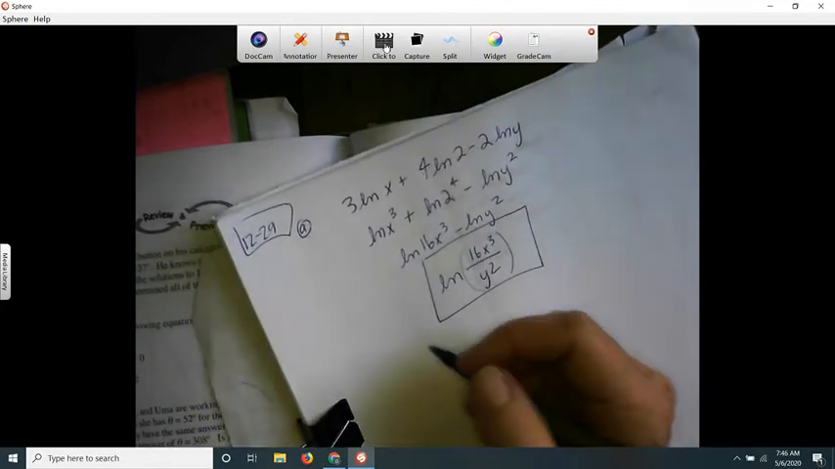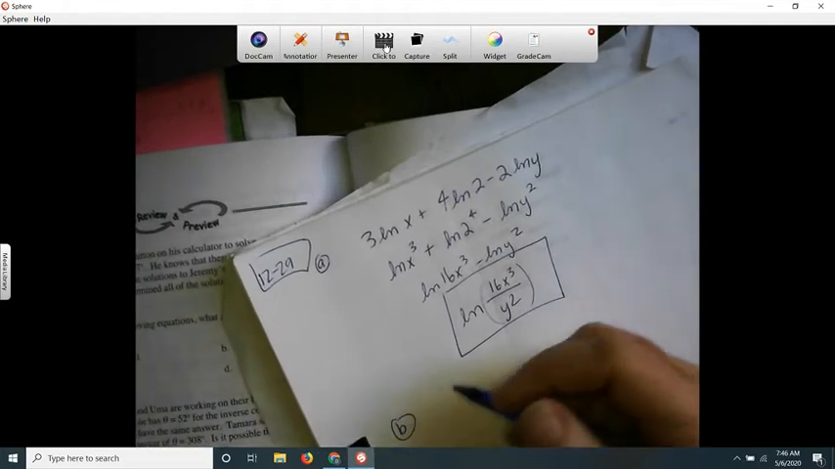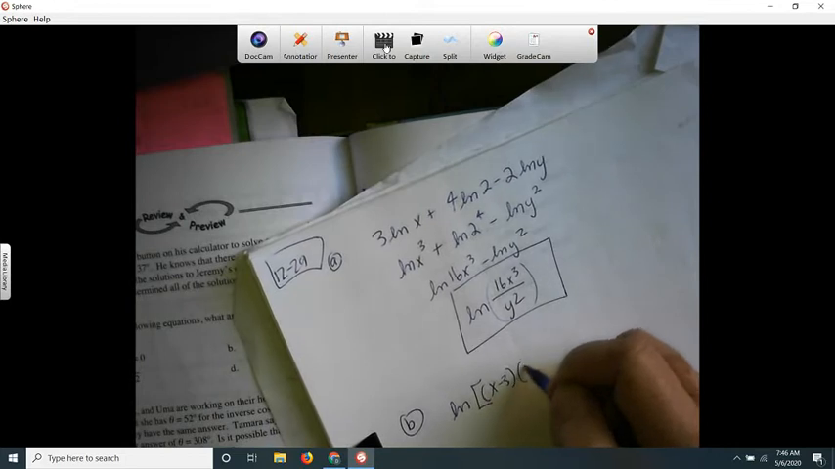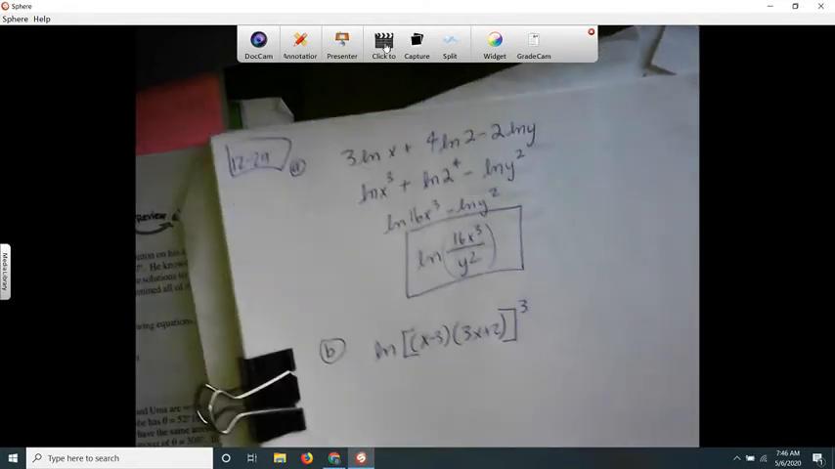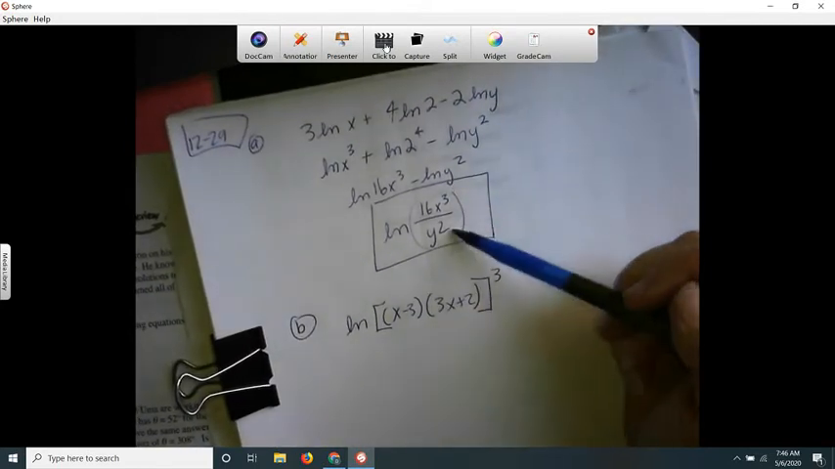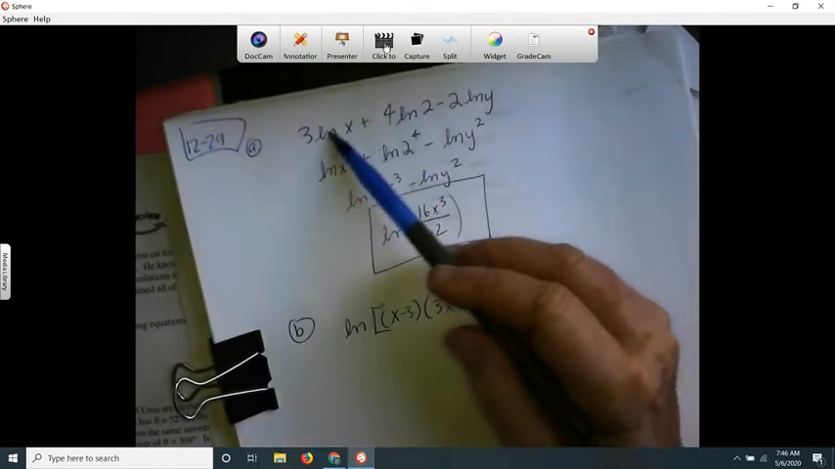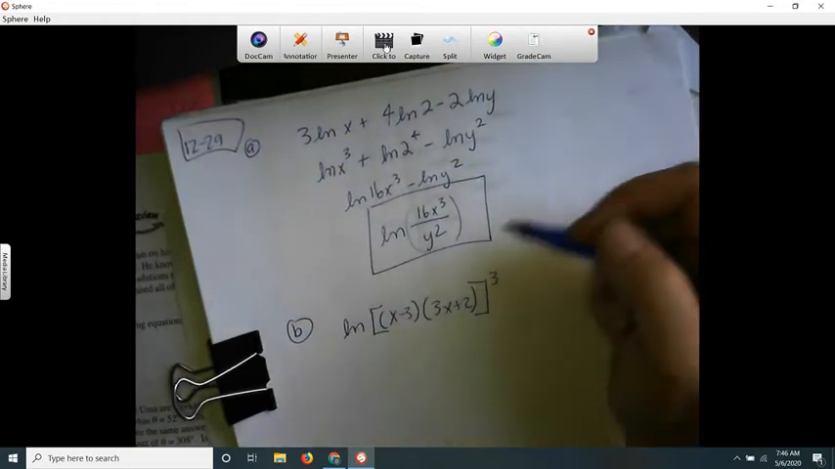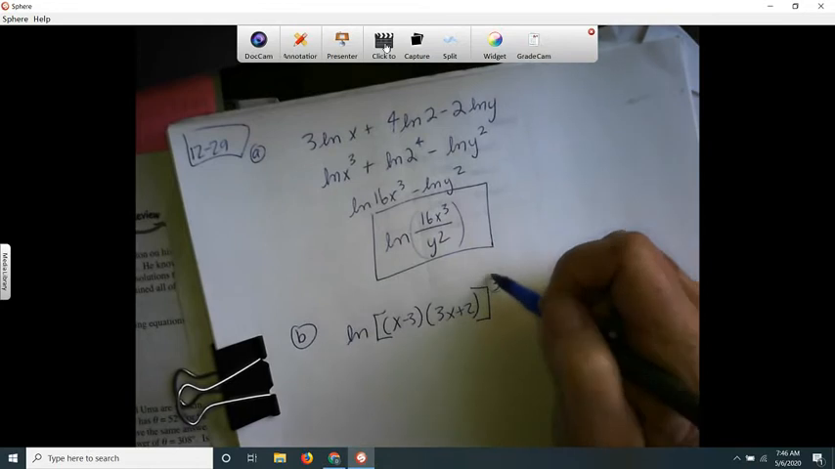So that one's done. Now we're going to try letter B. Letter B says I have to write this one in expanded form. Okay, so it looks like I'm undoing it, like I'm going to go backwards. From like this one, I took it, it was all compacted like this. That's the expanded form up there. So I'm going to go backwards. So I'm going to use my power property and bring the 3 out front.